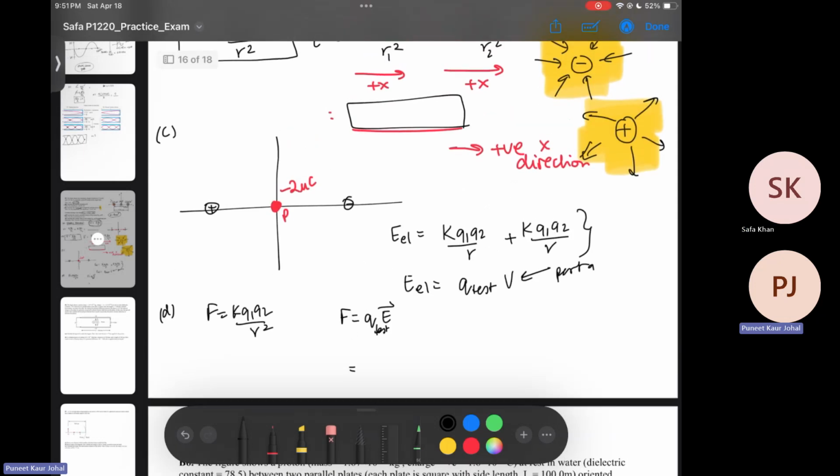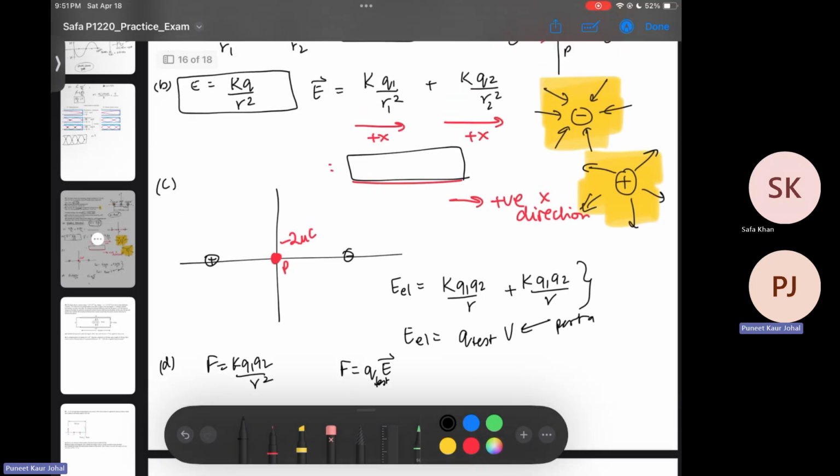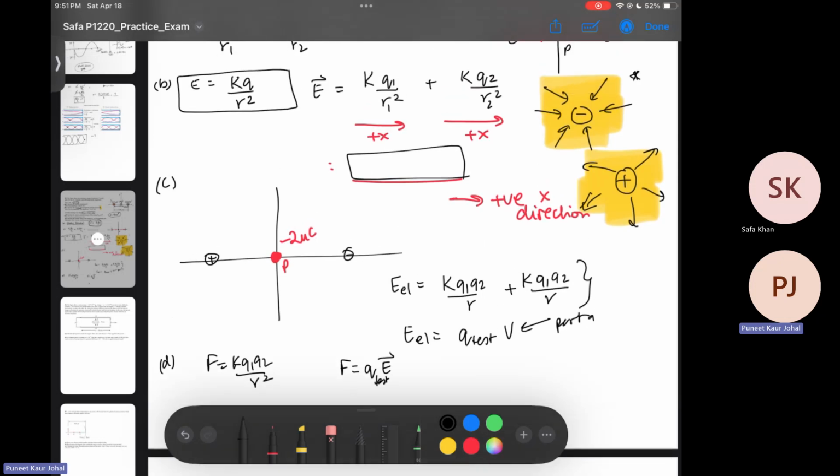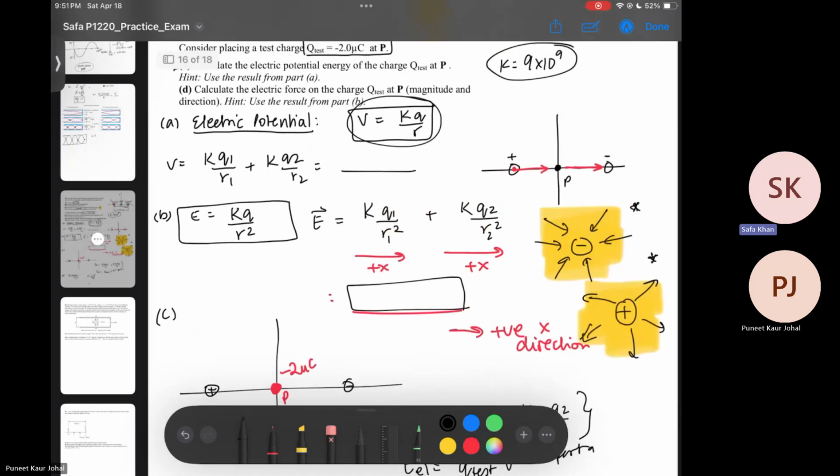So extremely formula based. The only concept that you had to use here was the concept of the direction of electric field lines. Are we good with everything here?